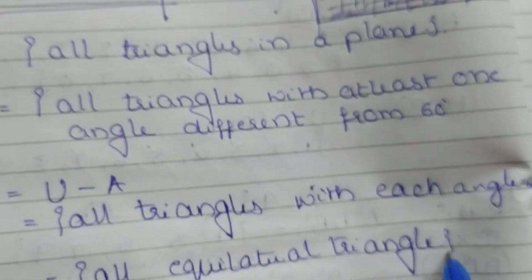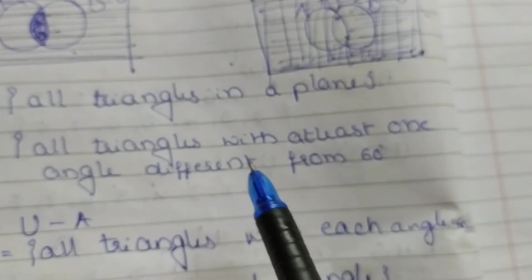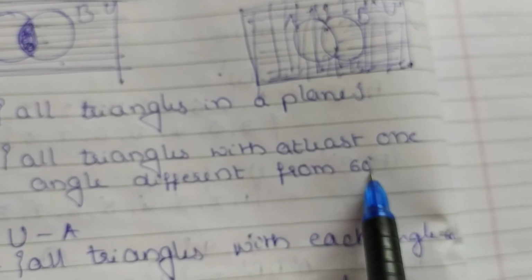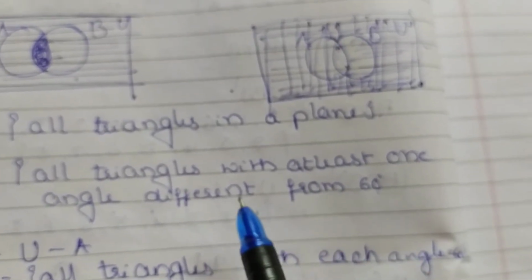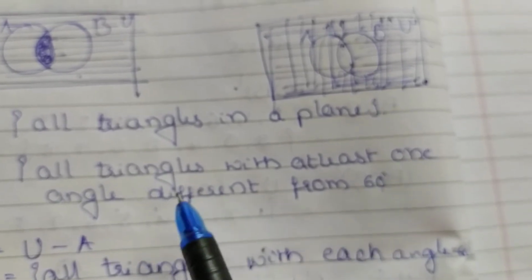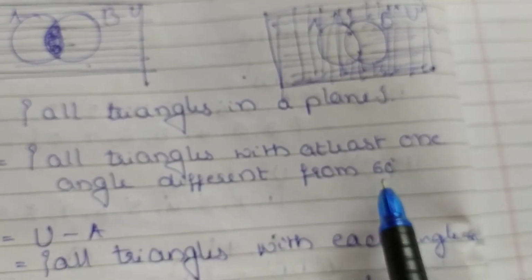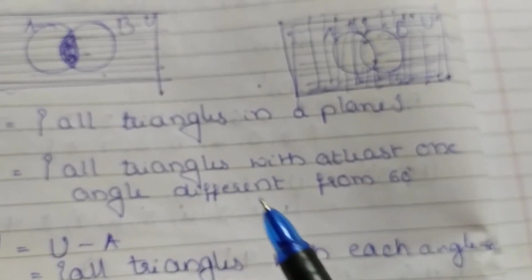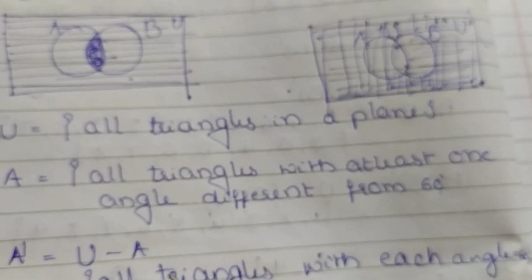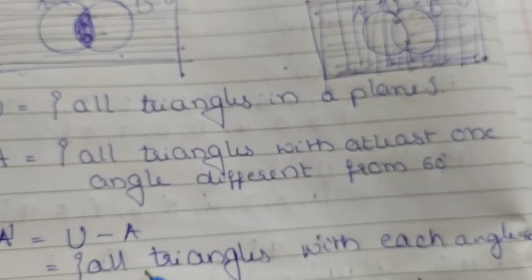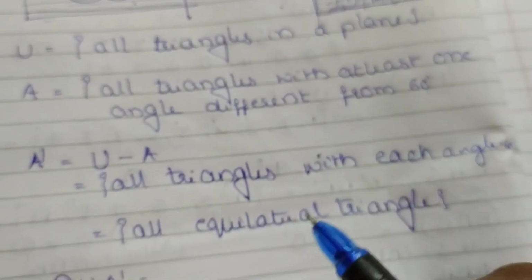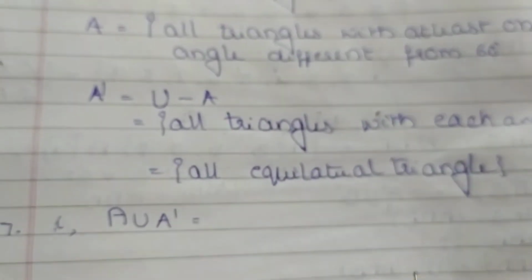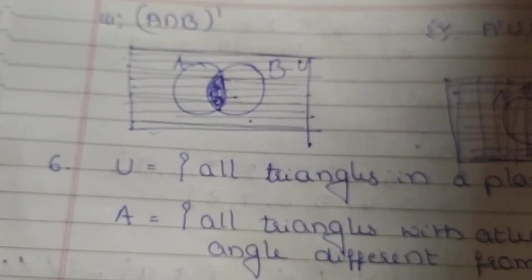So A is the set which contains only the triangles with at least one angle different from 60 degrees. One angle should be different from 60 degrees. Other than 60 degrees, all such triangles will come. So A complement you will be getting all the triangles with each angle equal to 60 degrees. So all equilateral triangles. Each angle being 60 degrees means it will be an equilateral triangle.